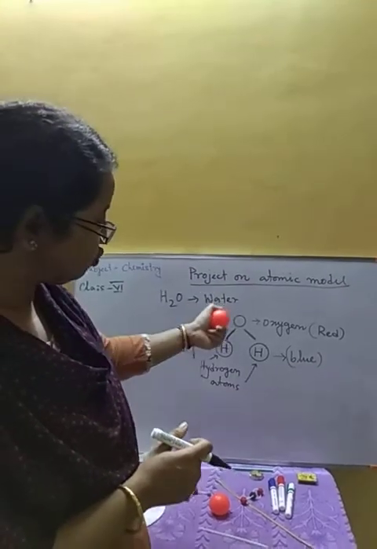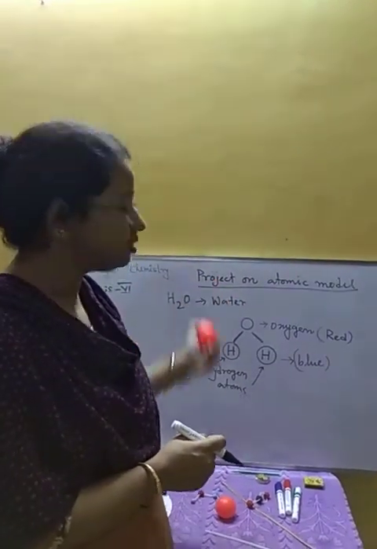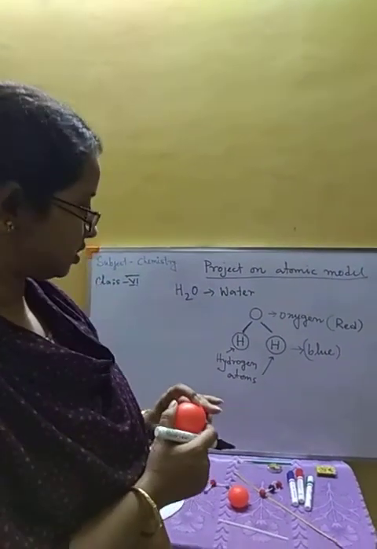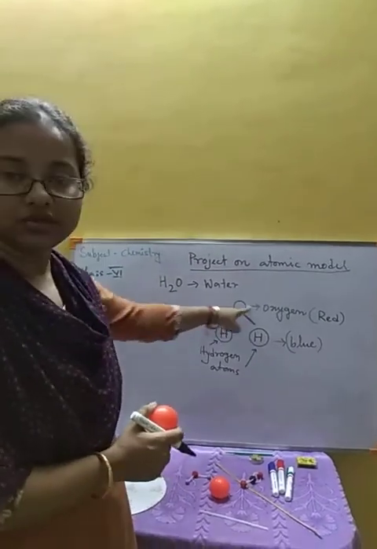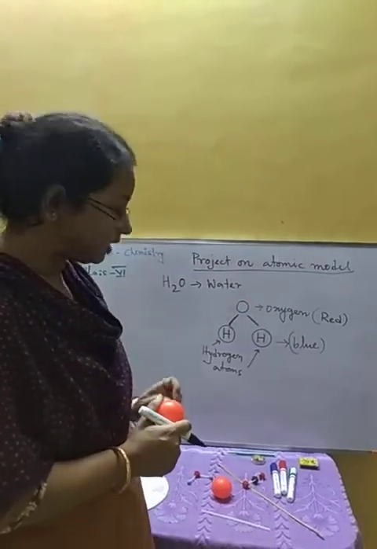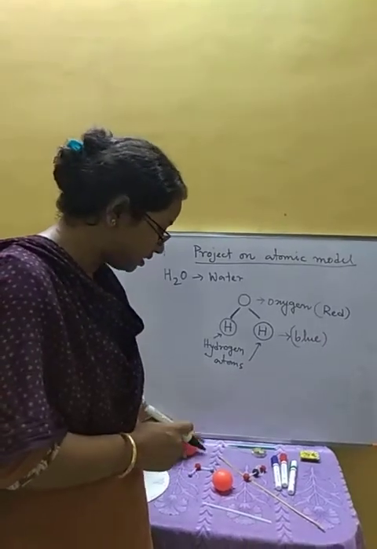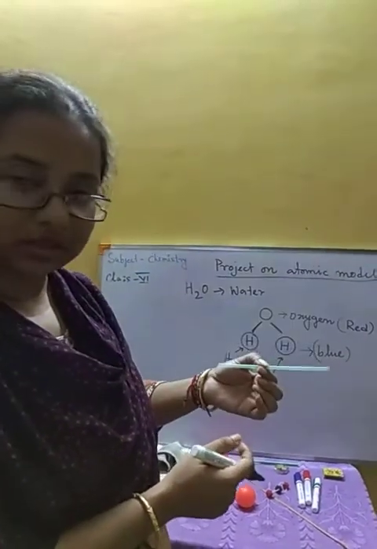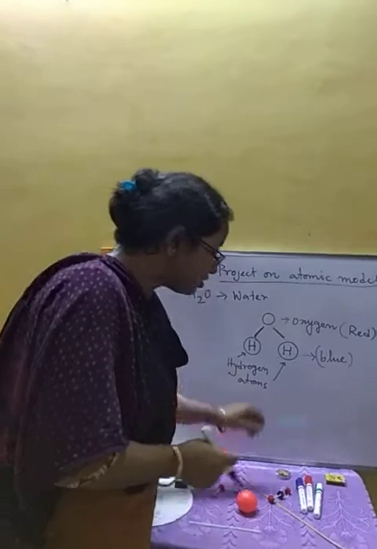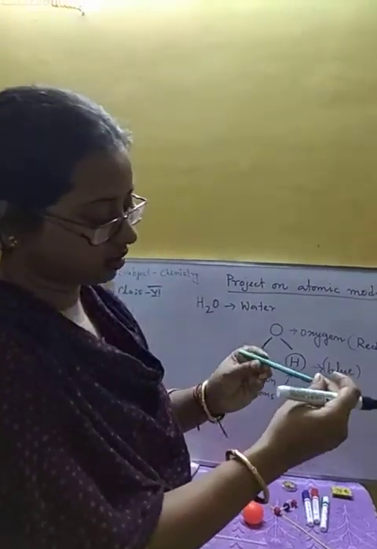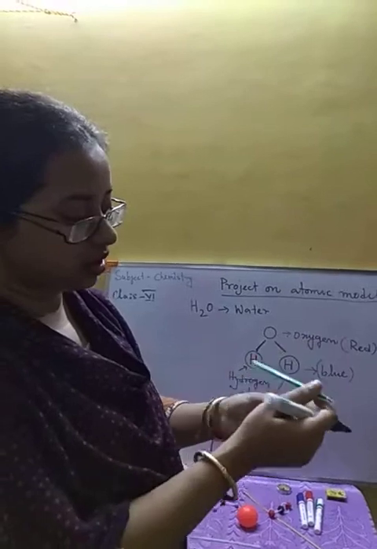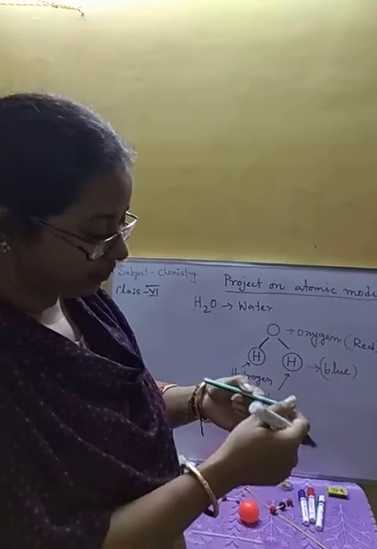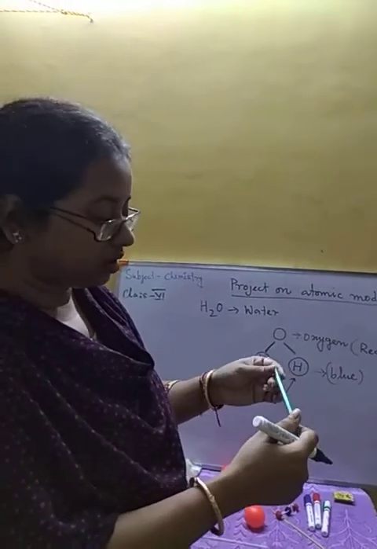So for making the model of water, we need one red ball for the oxygen atom, two blue balls for the hydrogen atoms, and two sticks for the two chemical bonds. Now, how will we make the sticks? We can use these straws. Okay, these are easily available, so you can use a straw, or you can use these use-and-throw pens. You can use them very nicely for making the bonds. But you have to wrap it with paper and color it.